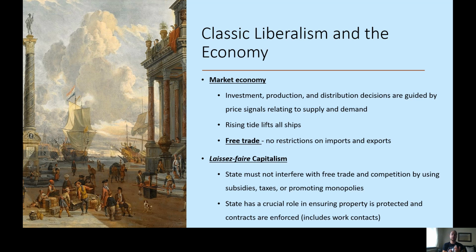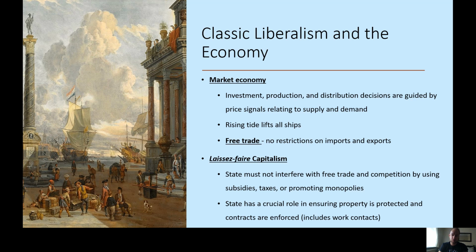The final area that classic liberalism discusses, and this is probably one of the most influential areas, or still today probably one of the most popular areas that classic liberalism has influenced, is the economy. Now, for liberals, they believe that the market economy is the best way to ensure freedom and individualism within society. So a market economy is essentially where investment, production, and distribution decisions are guided by price signals relating to supply and demand. That depending on demand for a product and producing a product, I can then rationally decide what to invest in, what to produce, and what to distribute and sell on the market.